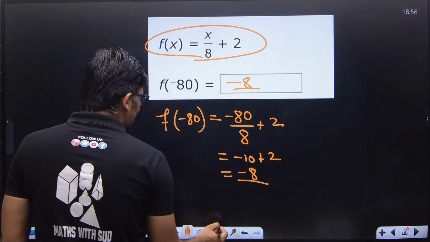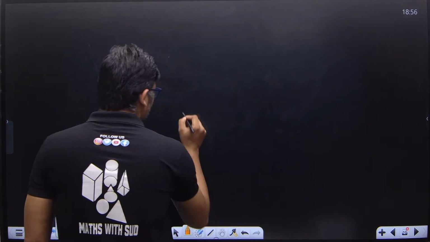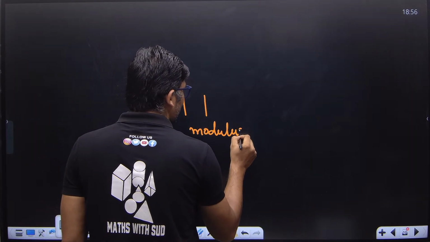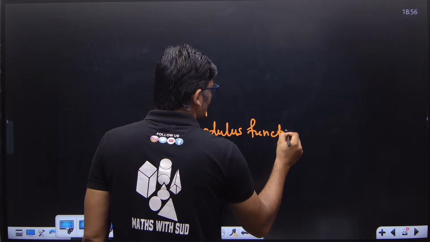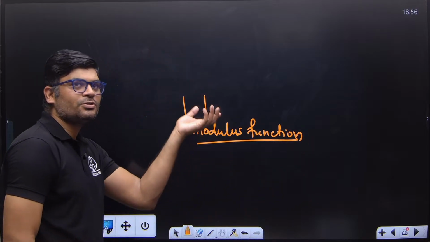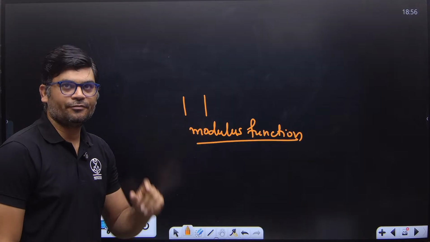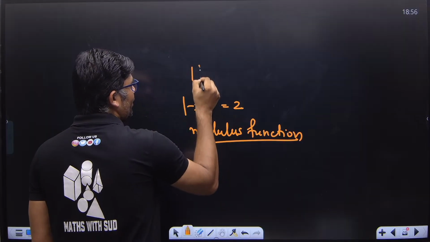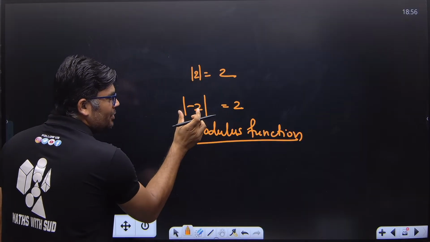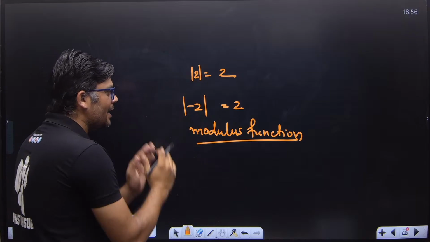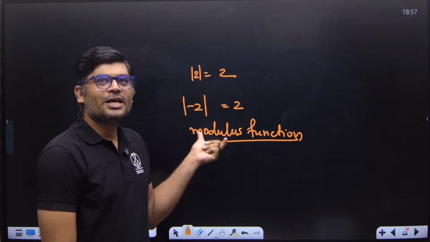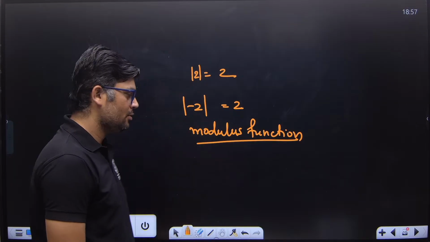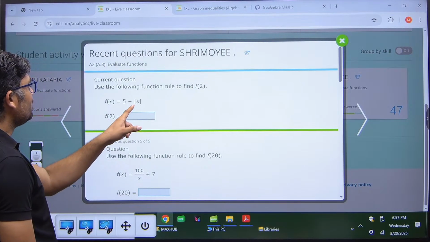Okay, so these two lines are a function, beta. It is known as the modulus function. Modulus function means everything that comes out of these two lines will be positive. Suppose I say minus 2, the answer is plus 2. If this is plus 2, the answer is plus 2. Modulus means just the numerical value, no sign. Positive. So this will be 2 only.